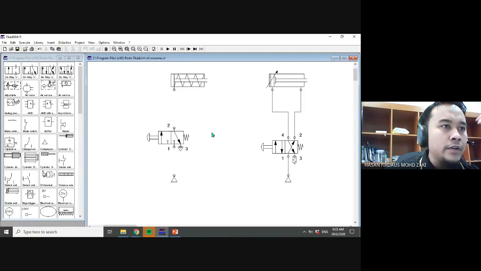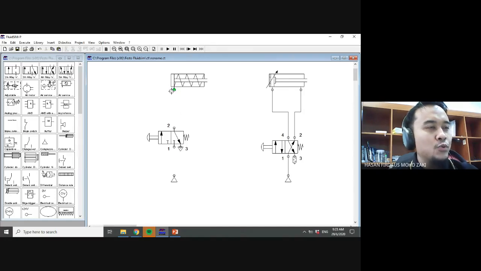So this is a 3-2-way valve. And this is our cylinder. Basically you have two types of cylinders. This one is the single acting cylinder, and this one is the double acting cylinder. What's the difference? It's easy. Single acting has only one port to control the cylinder, with the spring effect.